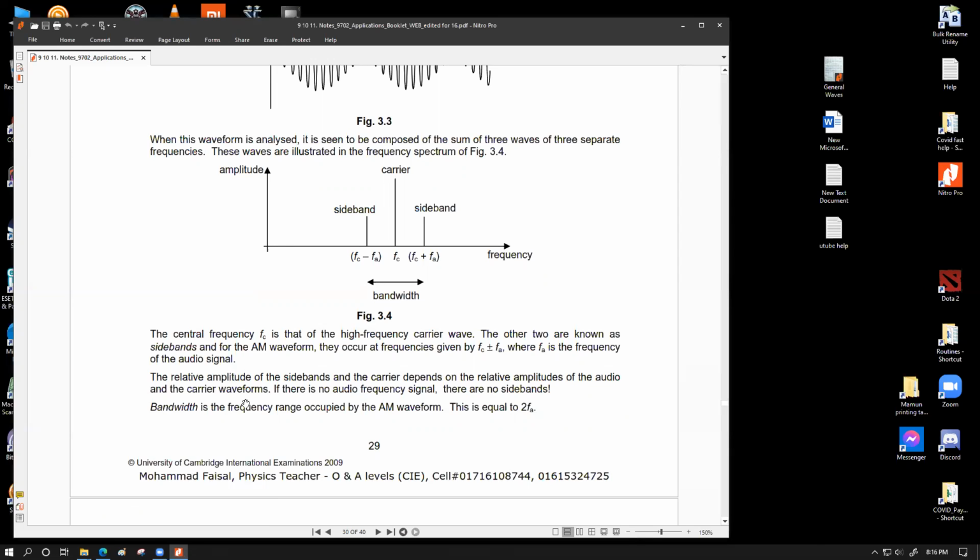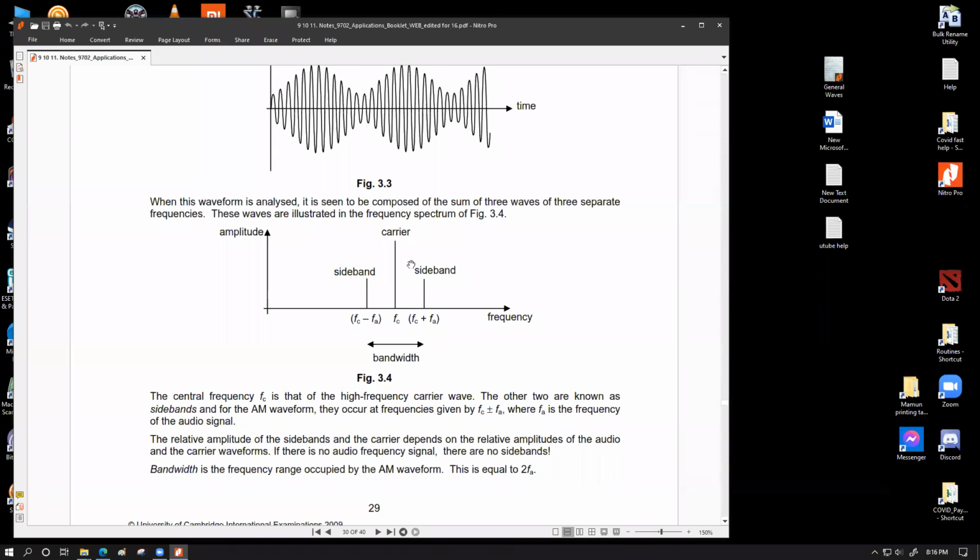What was I saying? Okay, bandwidth is the frequency range occupied by the AM waveform. This is equal to 2FA. Now, this is really important for you to understand. Here they say that if it is the frequency range occupied by the AM waveform, in this case, range means the variation from the very highest to the very lowest. If there are multiple values in between, which is not present for this figure, but for other figures there can be, everything belongs within the bandwidth.